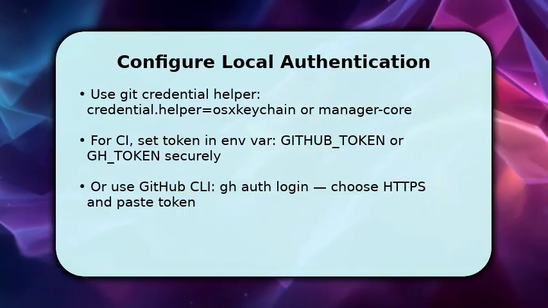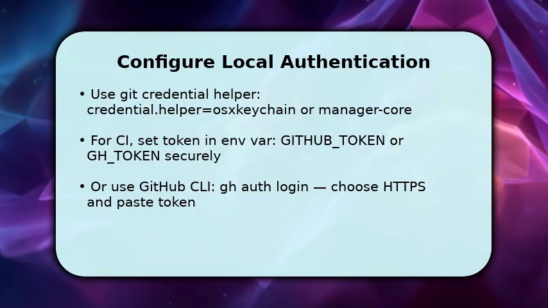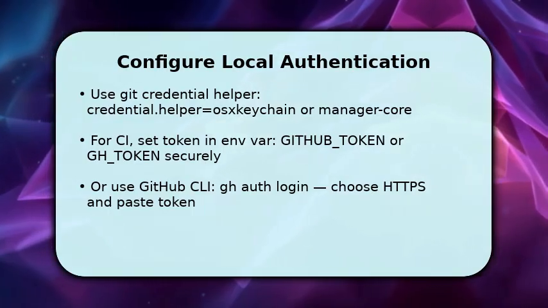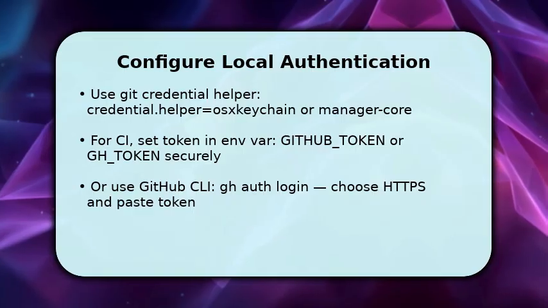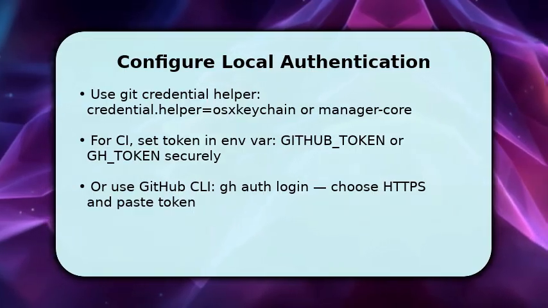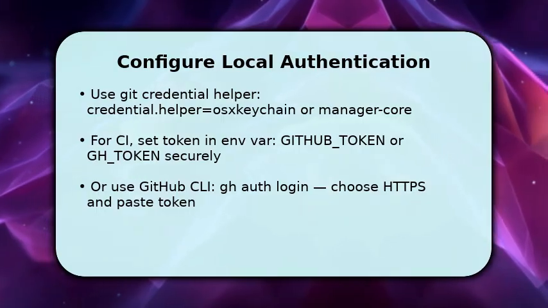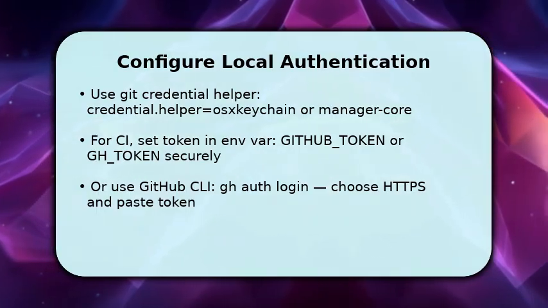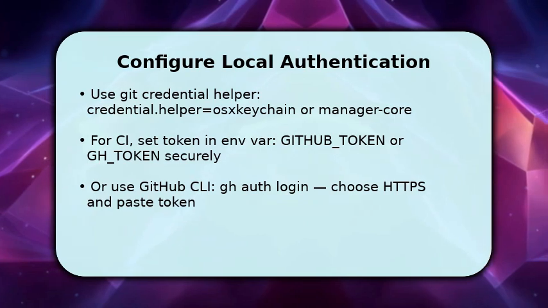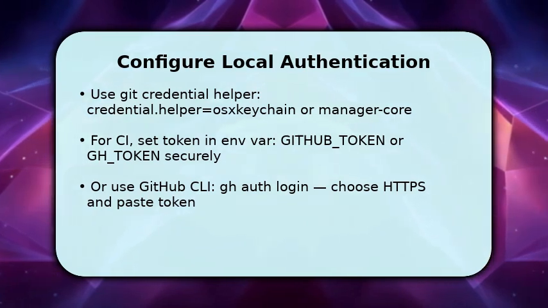For automation, inject the token as an environment variable in CI and mark it secret. Reference GITHUB_TOKEN or GH_TOKEN in scripts. Alternatively, authenticate with the GitHub CLI. Run gh auth login. Choose HTTPS and paste the token. Make sure to restrict token scope and expiration to limit exposure.